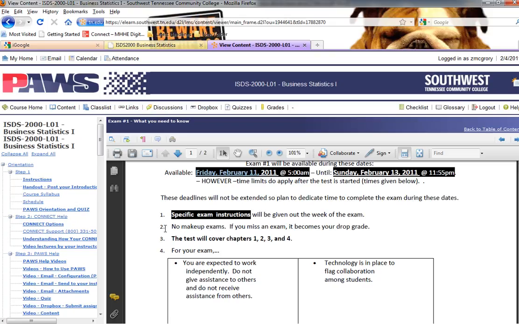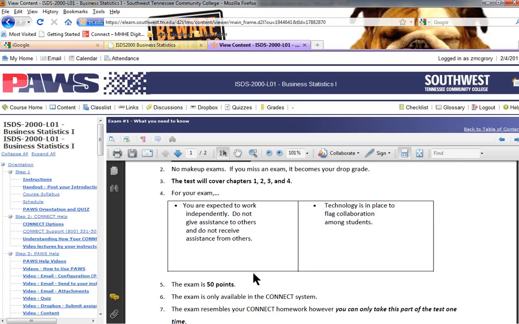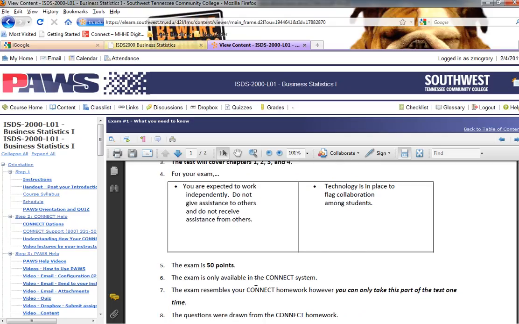We don't do makeup tests, and the test does cover 4 chapters, the first 4. Don't cheat, because there's no sense in it. Yes, I can tell; there are some things in place that allow me to tell. And the reason there's no call for it is because I'm not pulling any punches with you. This is straight from the homework.